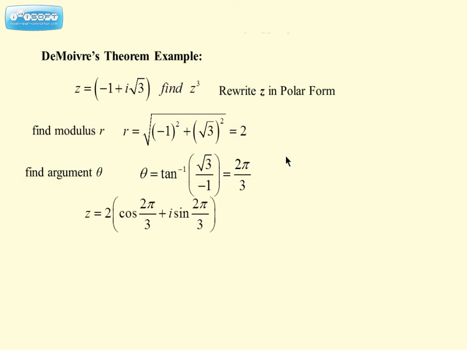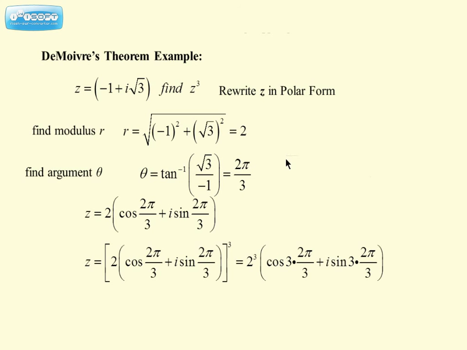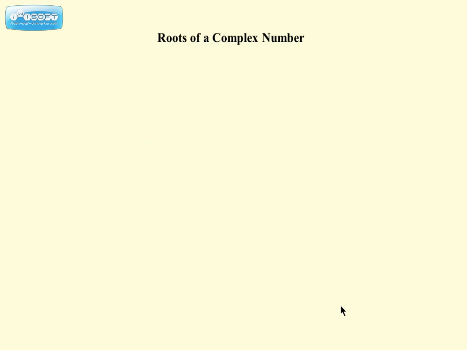Recalling De Moivre's theorem, we raise the complex number in polar form to the third power. We raise the 2 to the third power and multiply the arguments by 3. Our final result is 8. Sine of 2 pi equals 0 and cosine of 2 pi equals 1. The resulting answer is a real number. I suggest you try problem 54 on page 696.